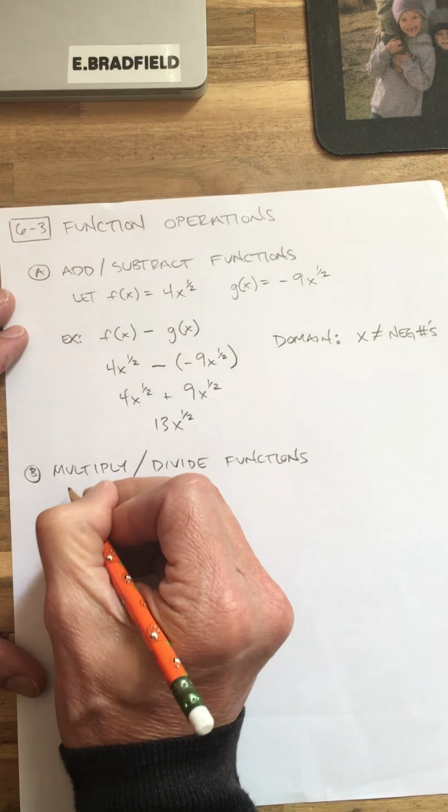All right, and in this example, I'm going to let f of x equal 6x and g of x equal x to the 3/4. I'm going to sharpen my pencil.